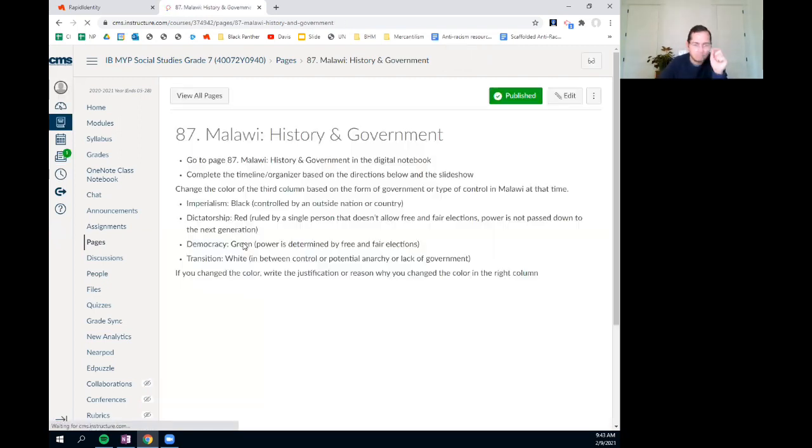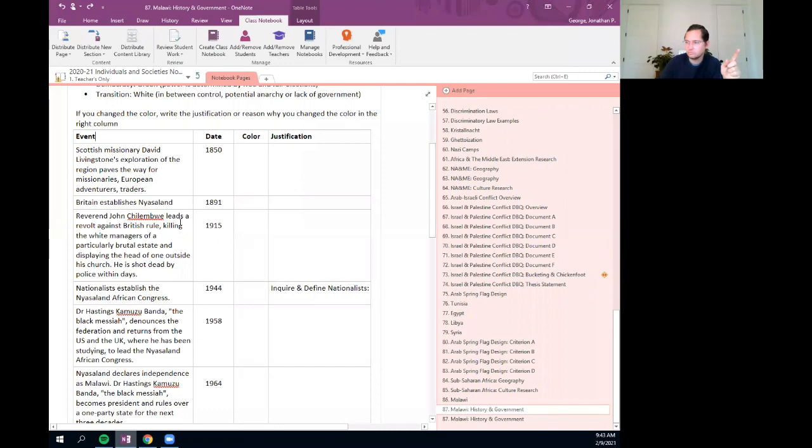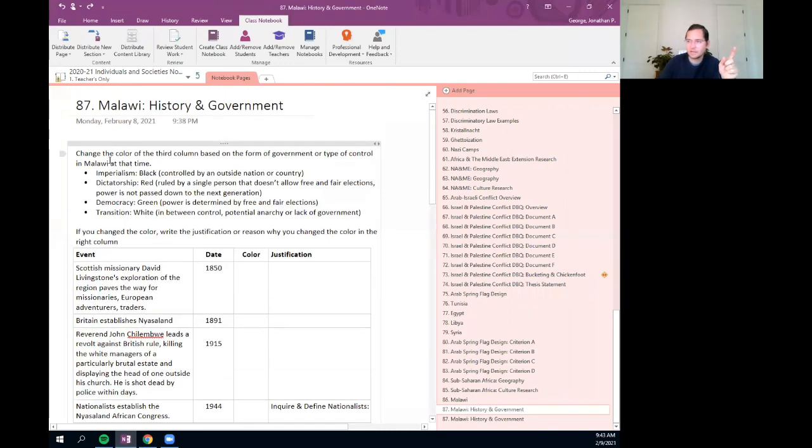Now, I want you to complete the timeline, the organizer, based on the directions below here. Okay? All right, and this is basically also in the digital notebook, so I'm just going to go to the digital notebook until I get to the presentation. All right, so what I did here, again, I want you to change the color of the third column based on the form of government or type of control in Malawi at the time. There are four types that I want you to focus on.